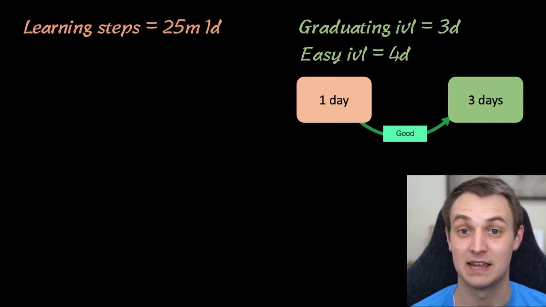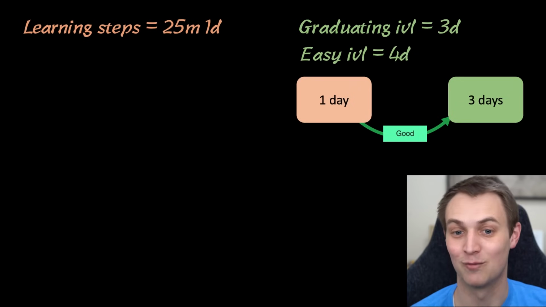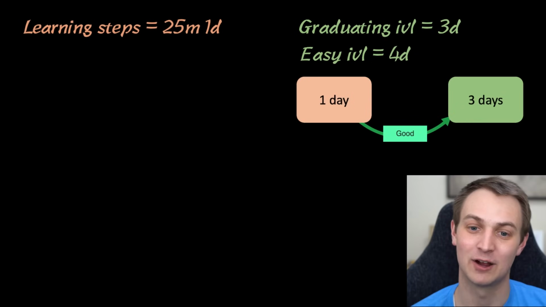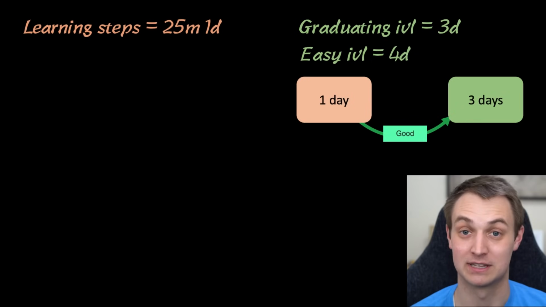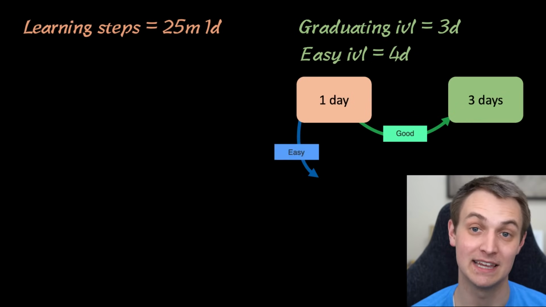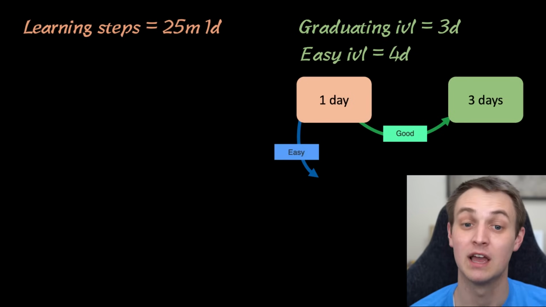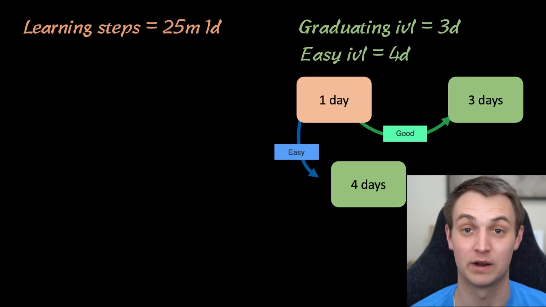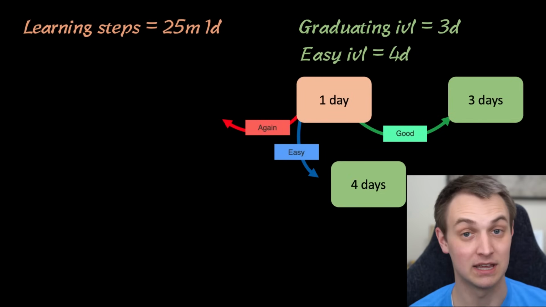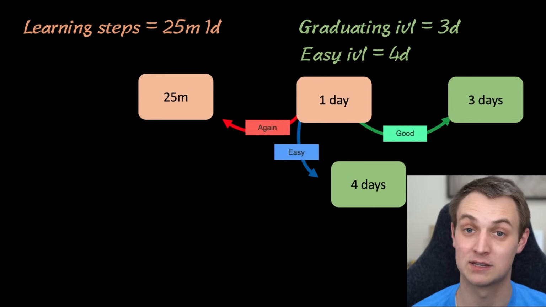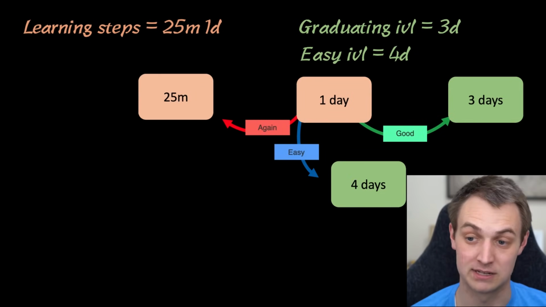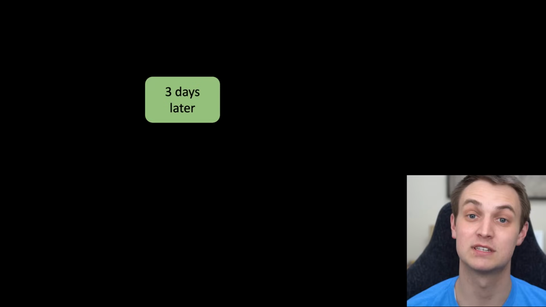Now, I'm going to take this card here, which is at 1 day, and show you what happens if we were to answer this differently. So at 1 day, if we were to hit the easy button, it would go to the easy interval. Because the card is still in the learning phase, it's going to go to the easy interval, which is 4 days. If we hit again, it's still in the learning phase, so we're going to go back to 25 minutes, that first learning step. Okay. Now, 3 days later, we get a card. This is now a review card.